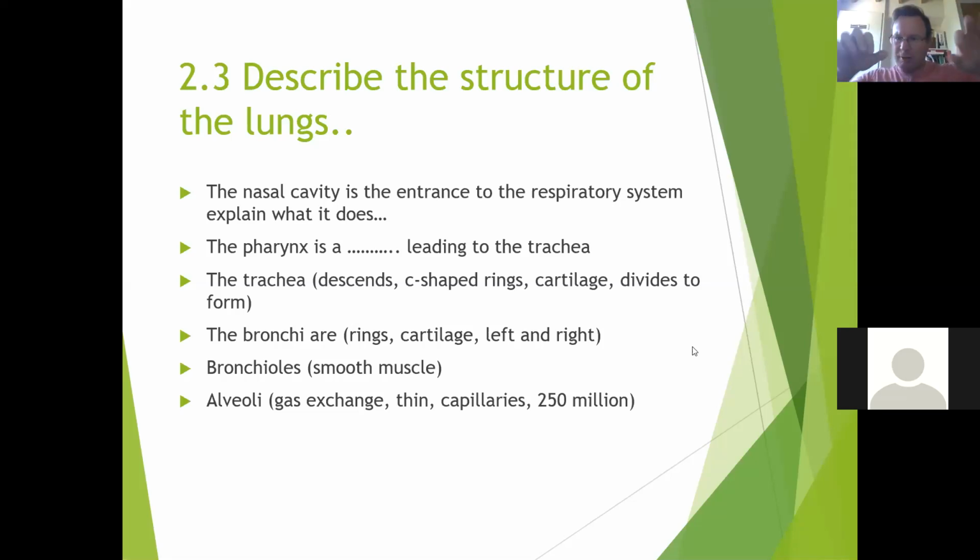They narrow into the bronchioles, which get smaller and smaller and are surrounded by smooth muscle, which allows them to constrict ever so slightly. Anyone who's got asthma will notice that when the bronchioles constrict, it limits airflow into the lung. They end at these alveoli, these sacs at the end of the bronchioles, where gas exchange takes place. It's very thin.